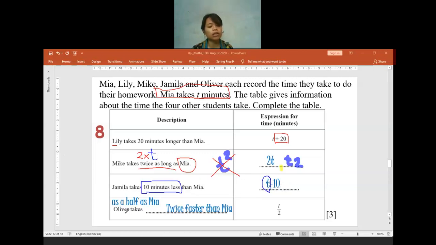And then for the next question, we have the expression t divided by 2. So we can say that twice faster, or you can say a half as long as Mia, that is also okay. Is there anyone have any question? You cannot mention it is 1 hour, or 20 minutes, because we don't know how many minutes is t. That's why you cannot say it is a half an hour. You cannot say like that. Okay, is there anyone having any question or still confused? No, teacher. Okay, if you have no question, I will move to question 9.